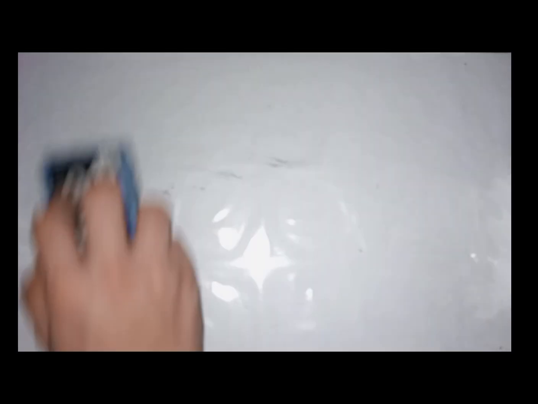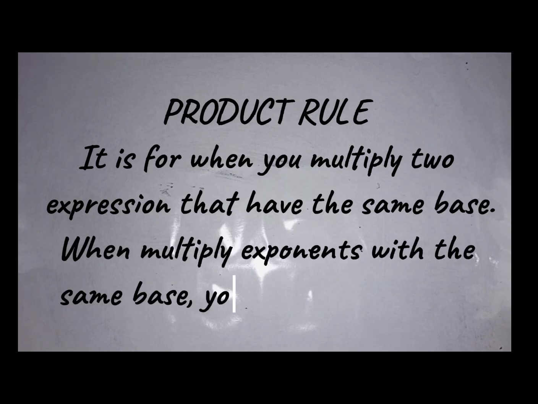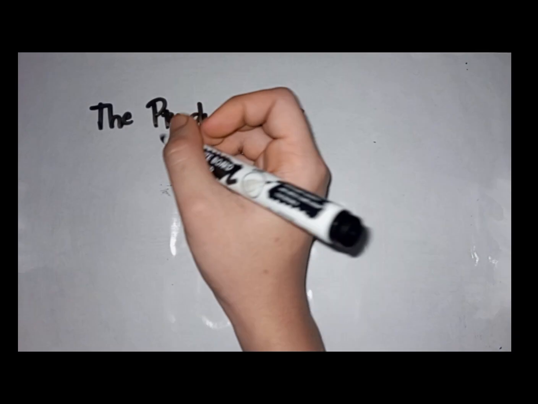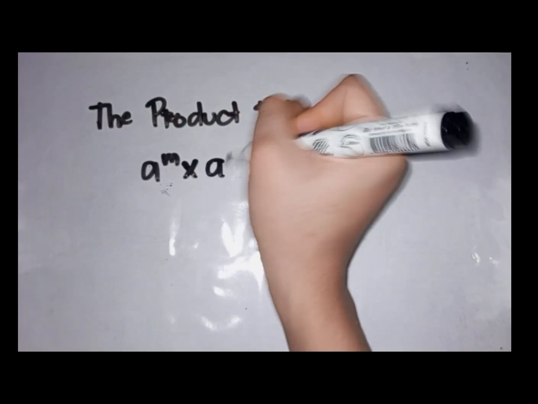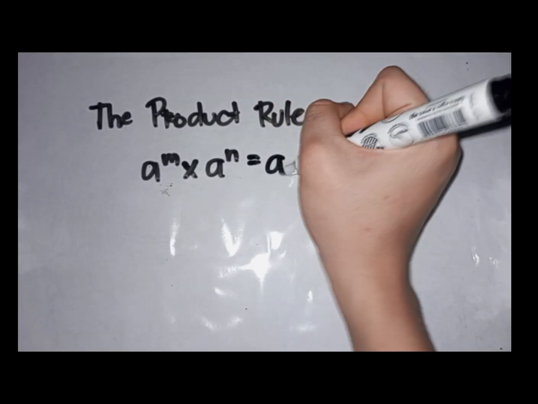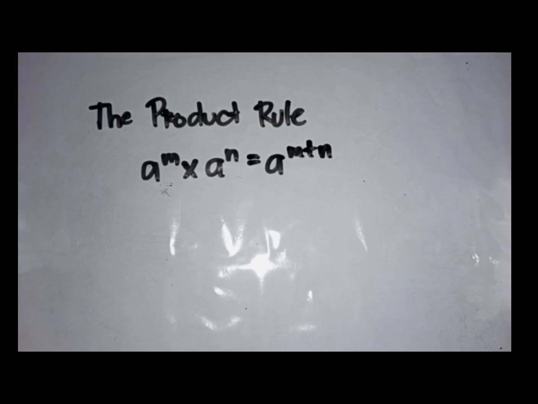Our first rule is the product rule. It's for when you multiply two expressions that have the same base. When multiplying exponents with the same base, you add the exponents. Now, the formula for the product rule is a raised to m times a raised to n equals a raised to m plus n. Okay, that is our formula for the product rule.